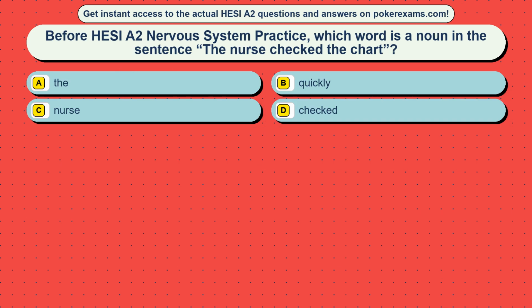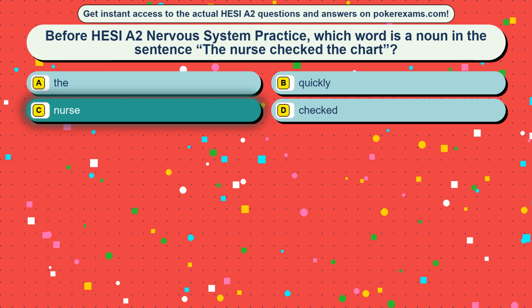Question 35. Before HESI A2 nervous system practice, which word is a noun in the sentence the nurse checked the chart? Option A the, option B quickly, option C nurse, option D checked. The correct answer is option C, nurse.